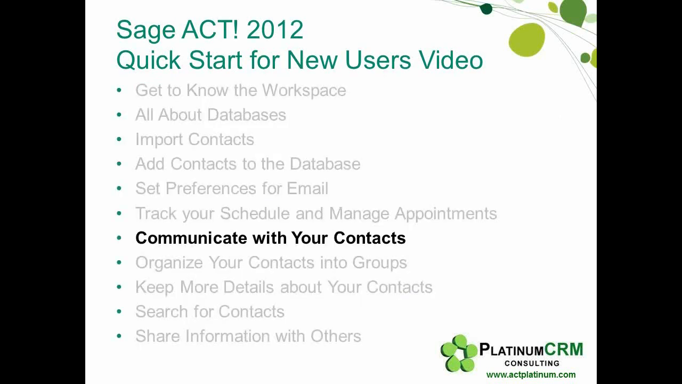Communicate with your contacts. Sage Act provides many ways for you to communicate with your contacts: emails, letters, faxes, and so on. Templates are provided for email messages, letters, memos, newsletters, and more. You can write a letter or send an email to one contact, or use Mail Merge to write a letter or send an email to a group of contacts.